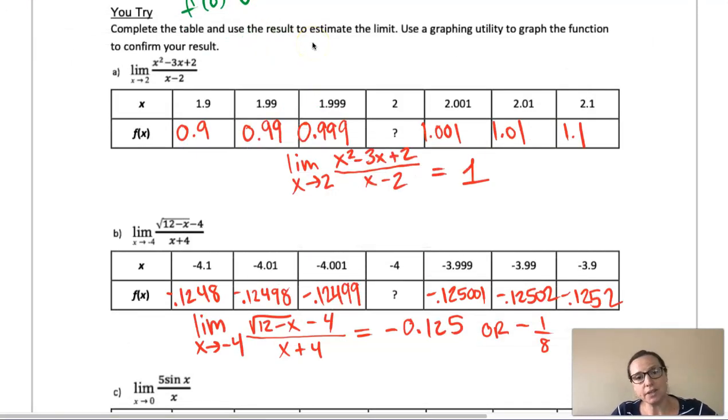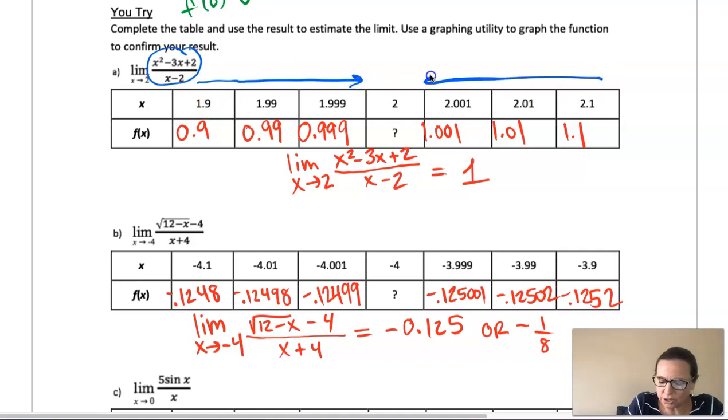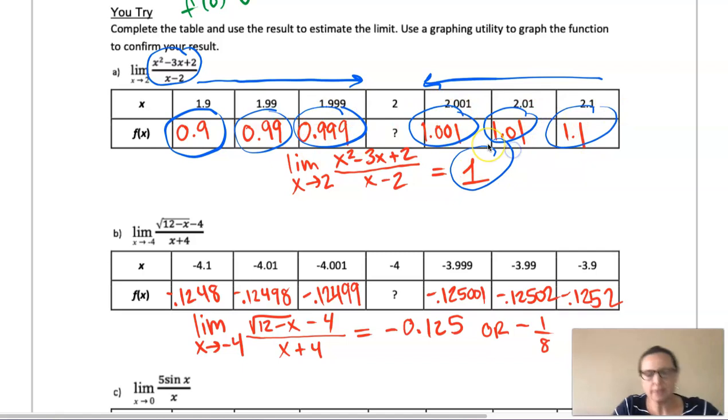Hopefully what you saw in the first one, part A, with this expression, is that as the input values, that would be x, approached 2 from both the left and the right-hand side, the corresponding y values were getting closer and closer to the value of 1. So the limit in this case was 1.